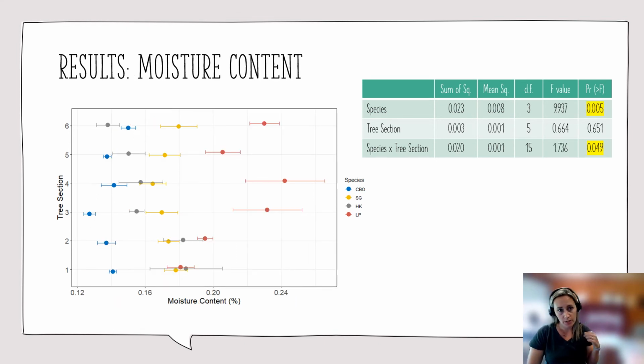Moisture content varied across species, with loblolly pine bark in red having the greatest maximum moisture content at 22%, followed by sweet gum in yellow at 17%, hickory in gray at 16%, and cherry bark oak in blue at 14%. Across stem sections, moisture content varied in cherry bark oak, but not in the other 3 species.